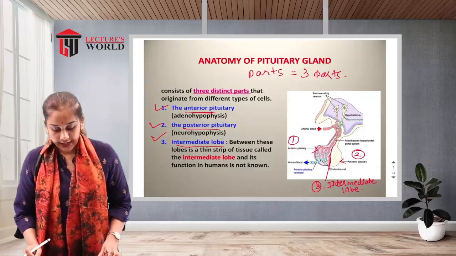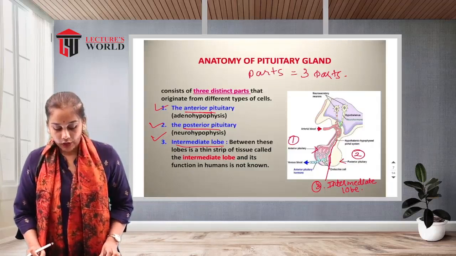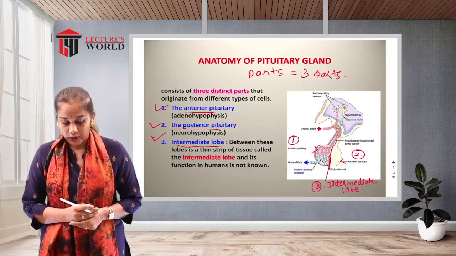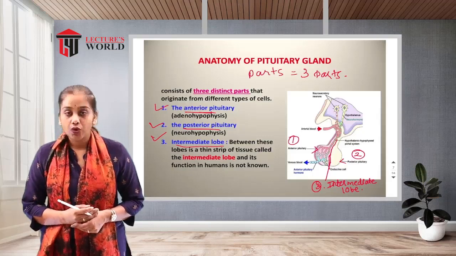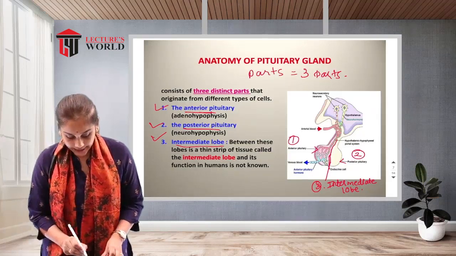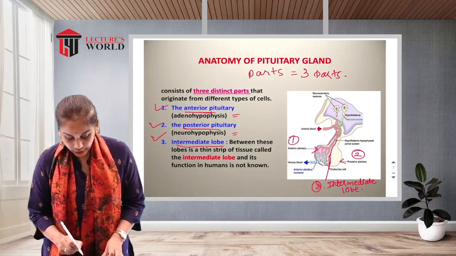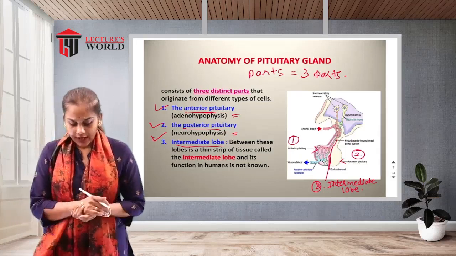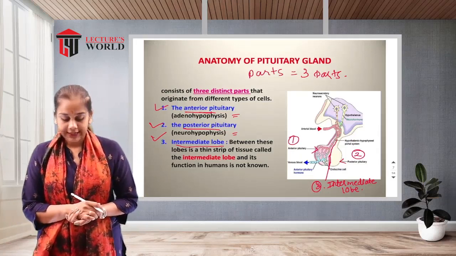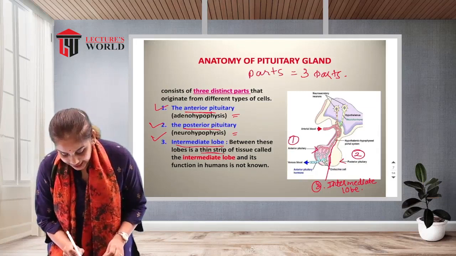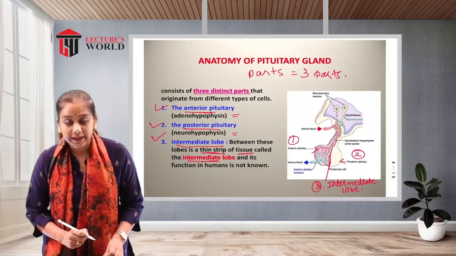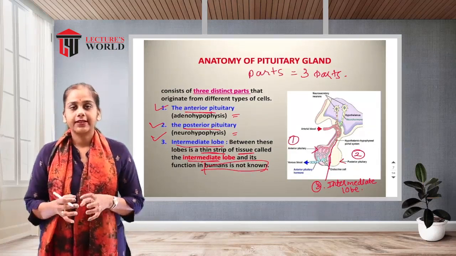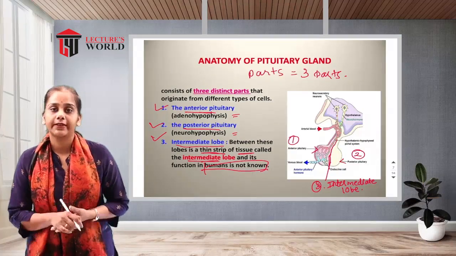Now the anterior pituitary is also known as the adenohypophysis, and the posterior pituitary is also known as the neurohypophysis. These are the other names, or synonyms, of the anterior and posterior pituitary. Now the intermediate lobe: between these two lobes there is a thin strip of tissue called the intermediate lobe, and its function in humans is not known. Yet there is no significant function of the intermediate lobe.